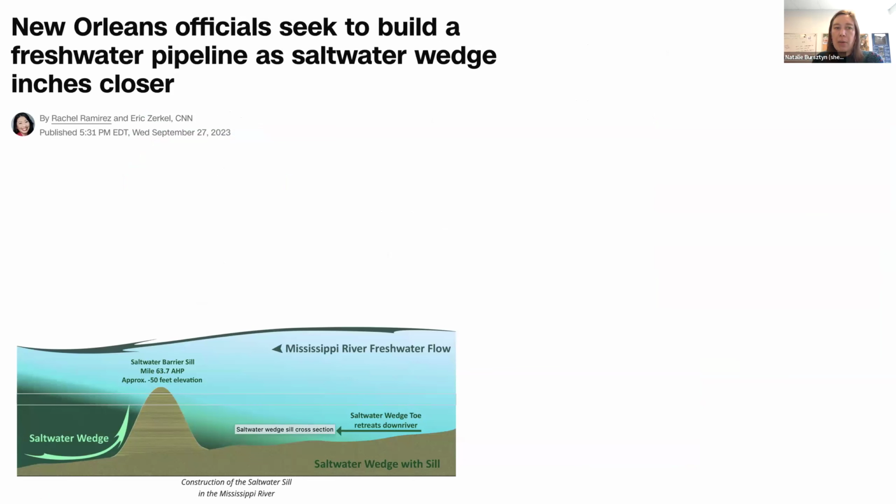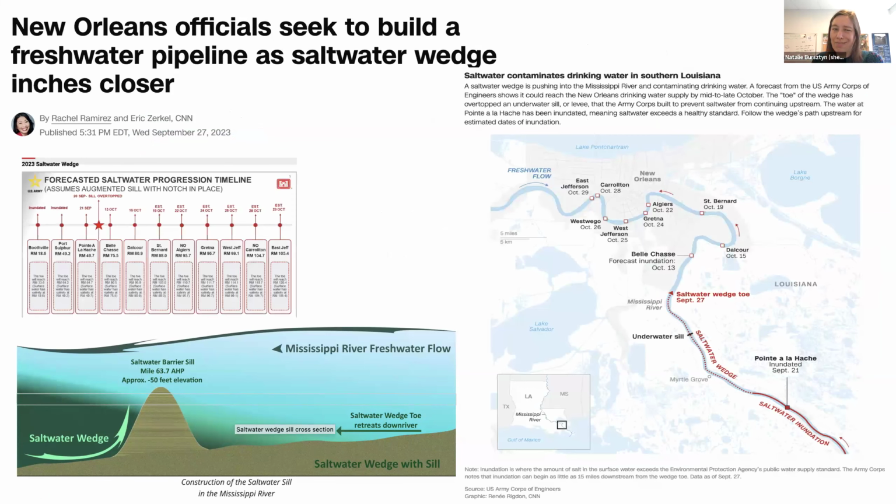So one of the things that came up in the news while I was teaching was this saltwater wedge in the Mississippi, and how I think there's some more images, Anne. Yeah, okay, great. Sorry again, animations.